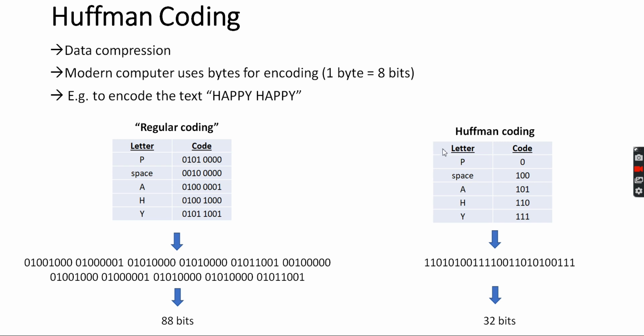Huffman coding, in contrast, tries to achieve compression by assigning variable length codes, in which the most frequently appearing letters are assigned the shortest codes. In this case, P appears 4 times in this text and is assigned the shortest code, 0. And using this Huffman coding, you can encode the text here with just 32 bits.